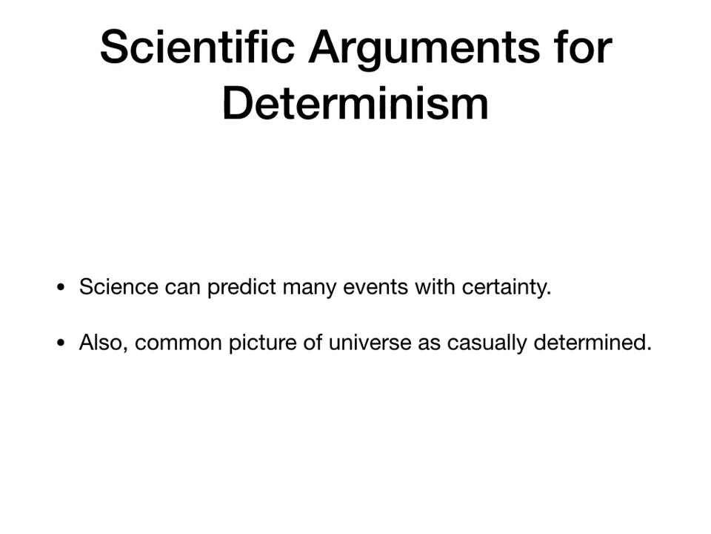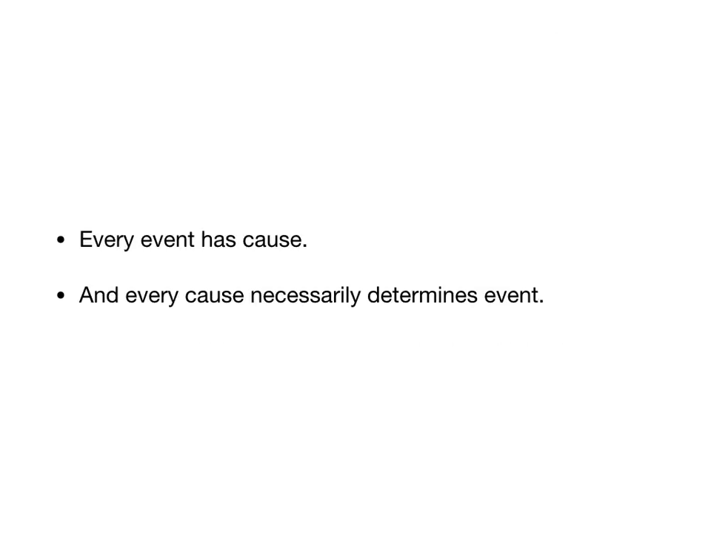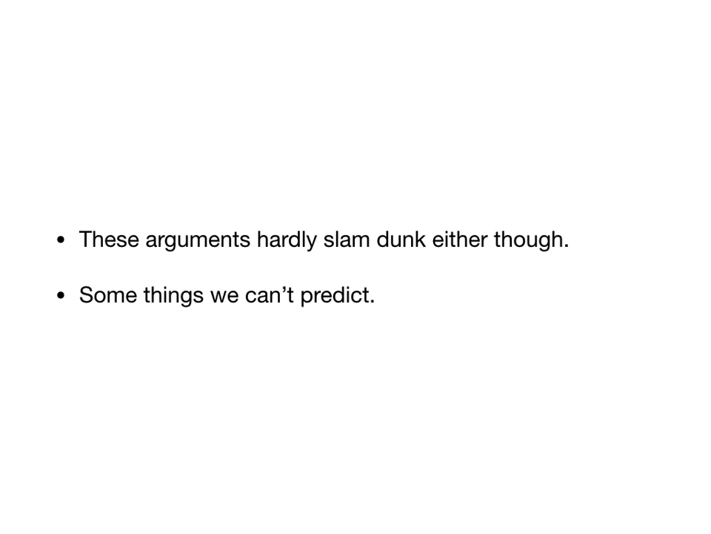Well, there's another idea, that the universe is causally determined. Every event has a cause, and every cause necessarily determines a certain event, right? Now look, neither of these arguments are slam dunks, right? If every event was predictable, then there would be a good argument that the future's set, that you can't do otherwise than you do, right?